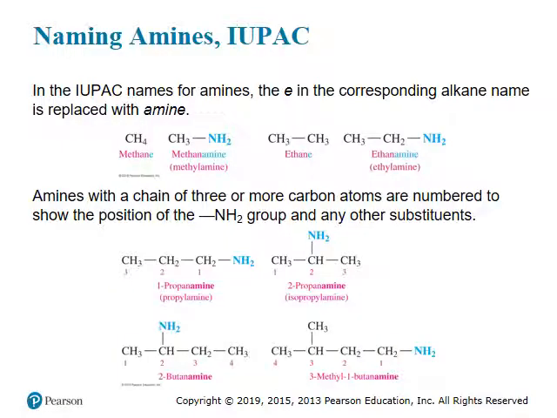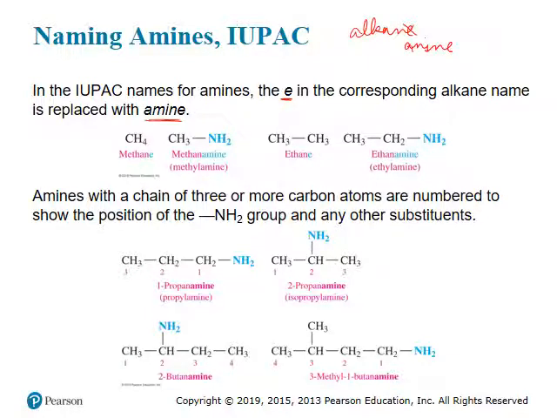Okay, so how do you name them? In the case of IUPAC naming of amines, the E in the corresponding alkane is replaced with amine. So if the amine is looking like this, when your amine has 2 hydrogens and we have only replaced one of the hydrogens with an R group, in that case, it would simply be the alkane, but instead of E, you would use amine.